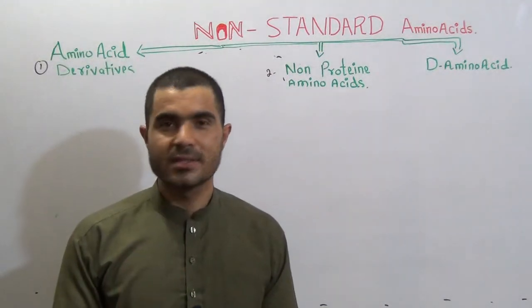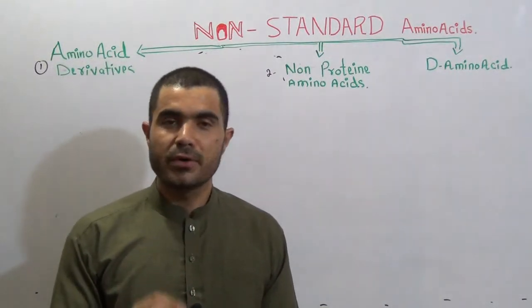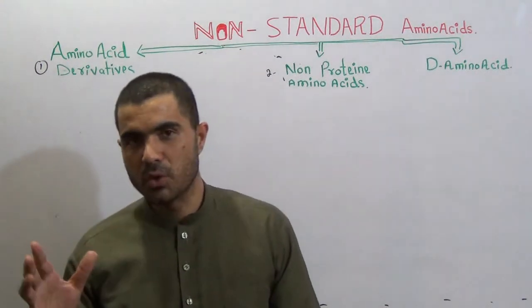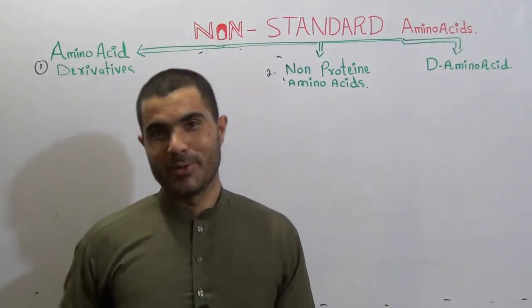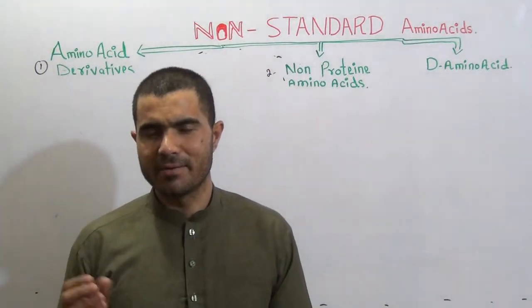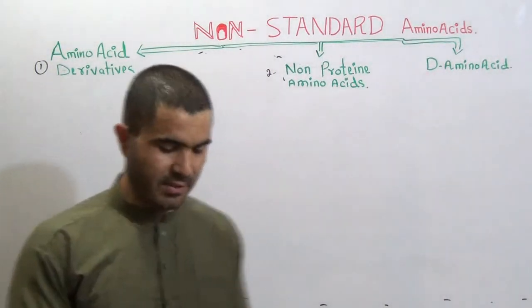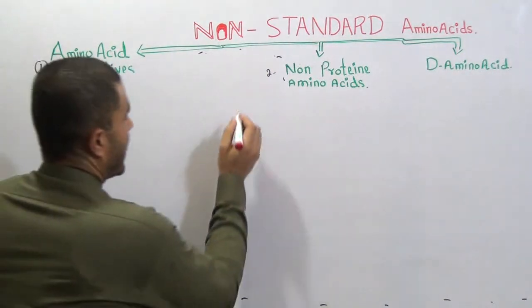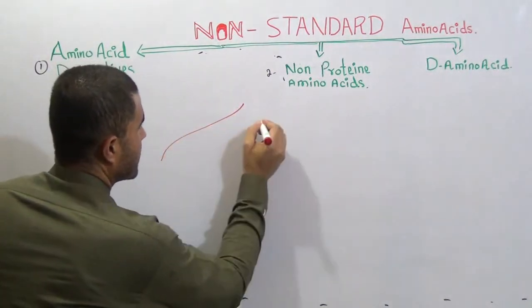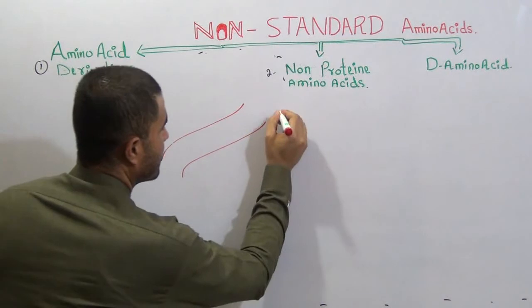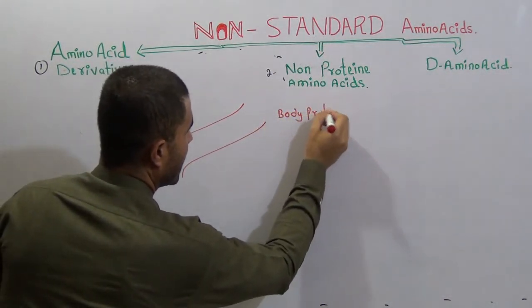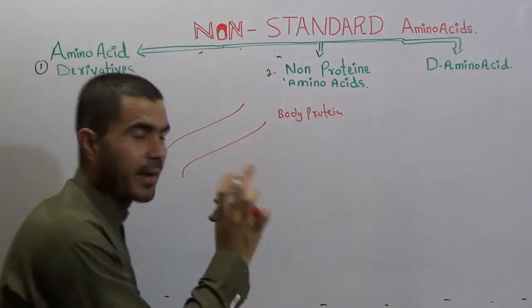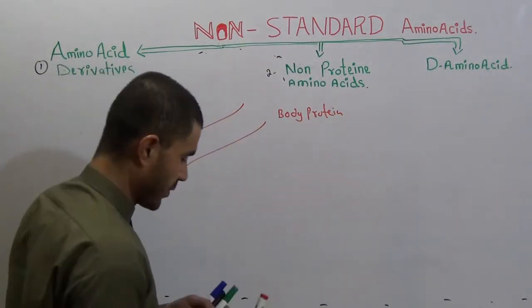In order to get the idea on non-standard amino acids, I will refer you to my video where I have already recorded a lecture on standard amino acids. Still, we will revise it slightly here once again. Let's suppose this is a body protein, a very simple diagram.